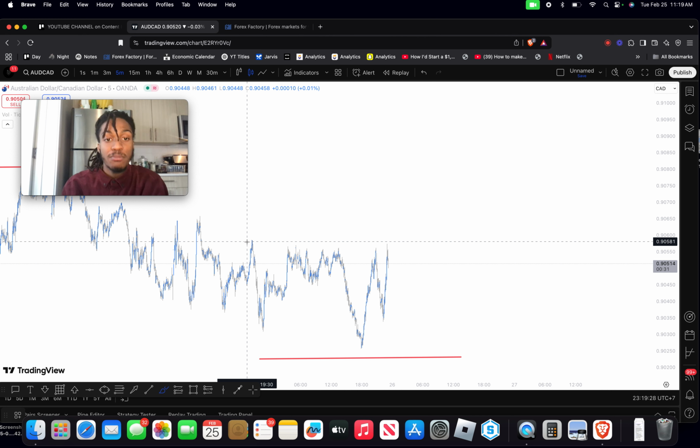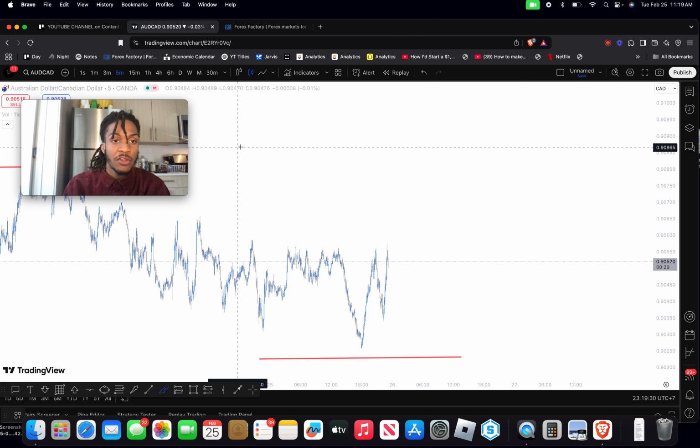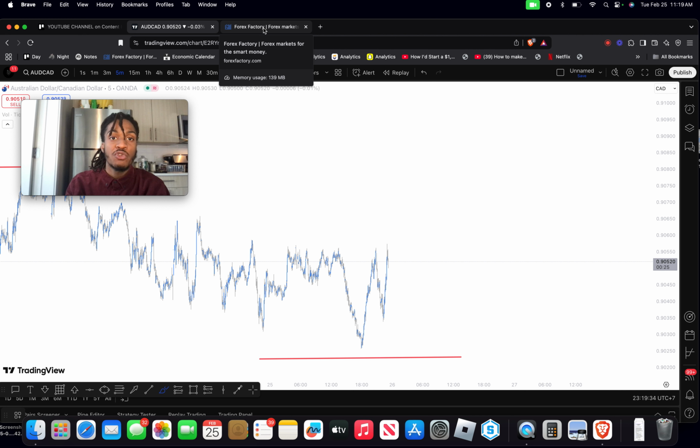Because the news simply moves the market. I don't necessarily have to know every single aspect of the news to become a profitable trader. I just need to know there's volatility in the market, so I need to be aware of that fact, and I need to make sure I'm trading with the smart money rather than against it.